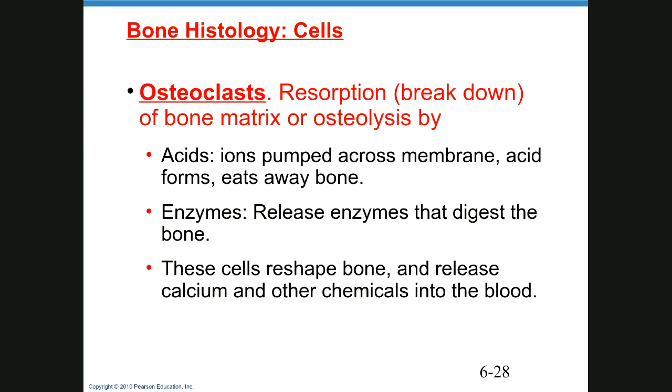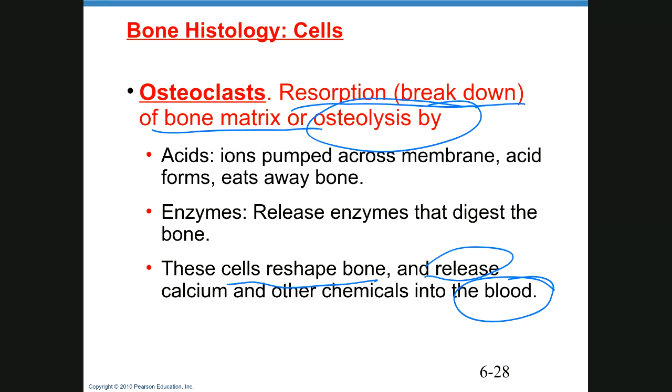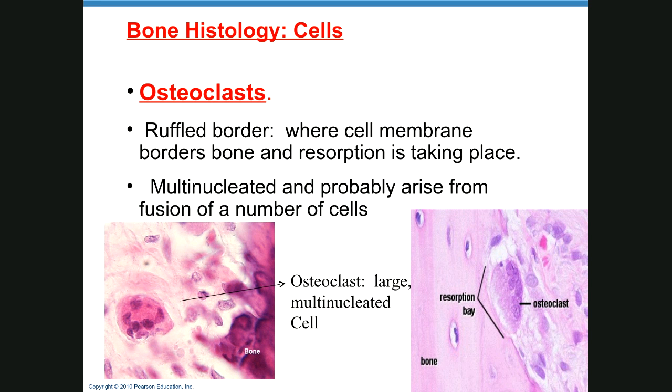Osteoclasts are going to be in charge of breaking down bone matrix, and the process is called osteolysis, and they are going to secrete this broken down matrix into the blood. So these cells are going to be reshaping bone and releasing this calcium into the blood. They are going to break down bone by releasing digestive enzymes. So from the ruffled border, the cells are secreting digestive enzymes, powerful enzymes that dissolve the matrix, and they take in the matrix and secrete it out into blood.